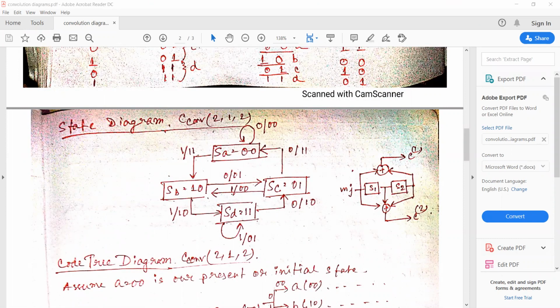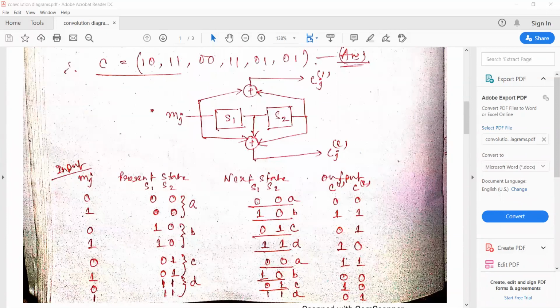Depending on the definition of convolutional code, C conv equals 2 1 2, where 2 is the 2-bit representation of output, 1 is the 1-bit representation of input, and 2 is the number of the delays we are using at the encoder. So to represent these three diagrams, state diagram, code tree diagram, and code trellis diagram, we will use this encoder where S1 and S2, two delays, are there, with M j and corresponding C1 j and C2 j present as output.